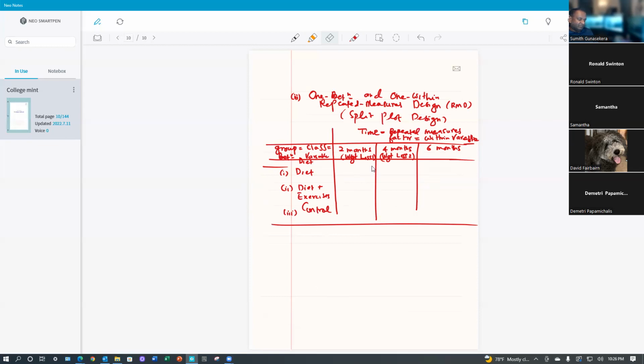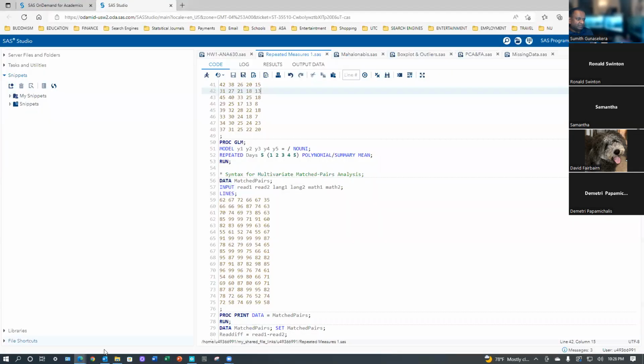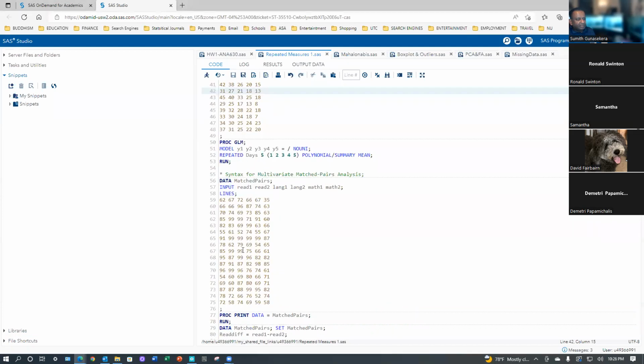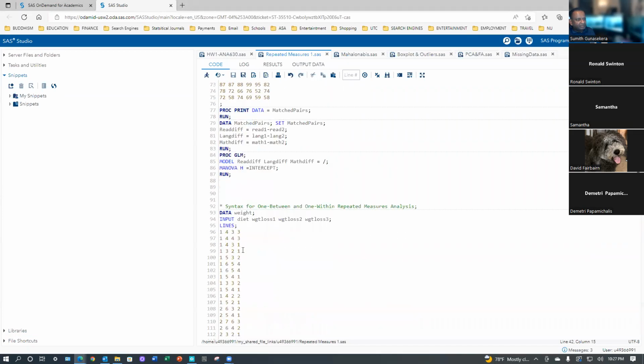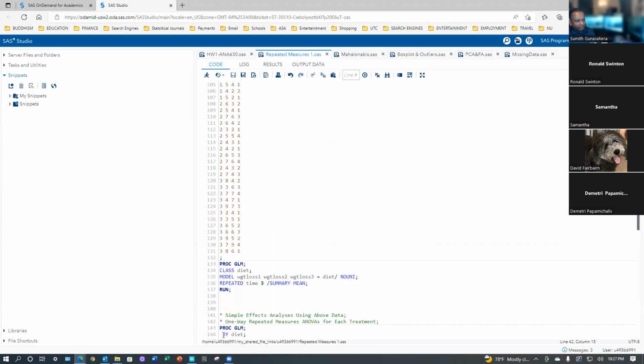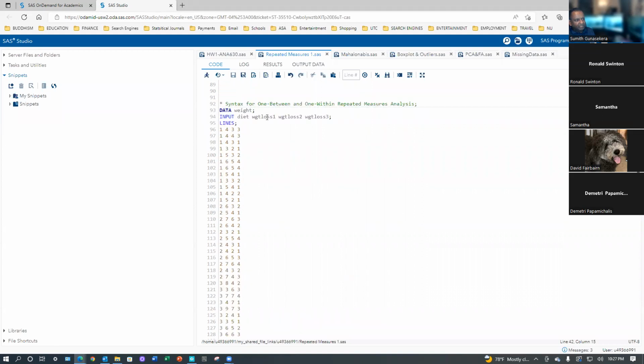If a certain person comes, look at that. Forget about this one. Syntax: multivariate, one between and one within, repeated measures analysis. Is this the diet? That's the diet type, either first group, second group, or third group. You have 3 groups. For each group we have weight loss 1, weight loss 2, after the first month, second month, third month.